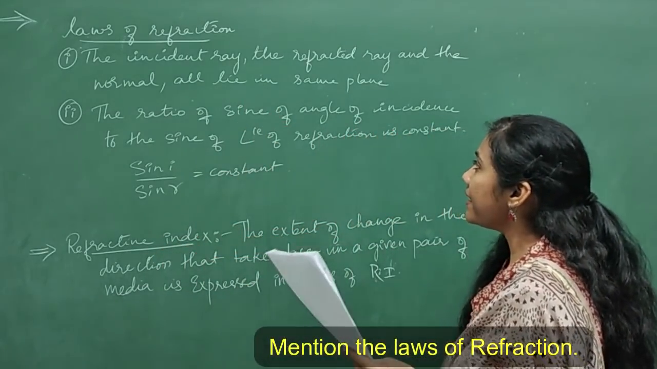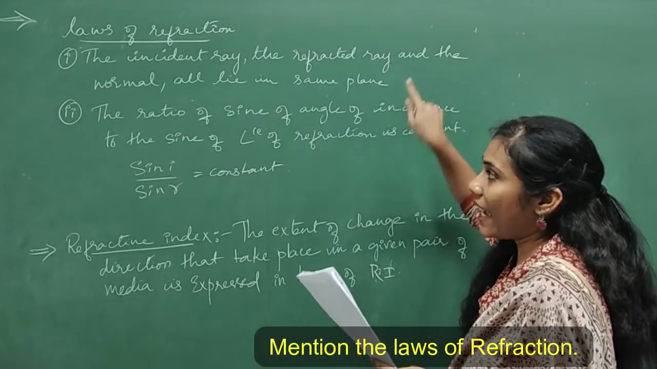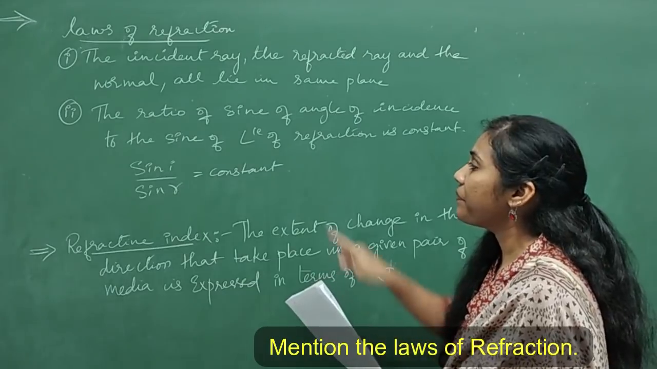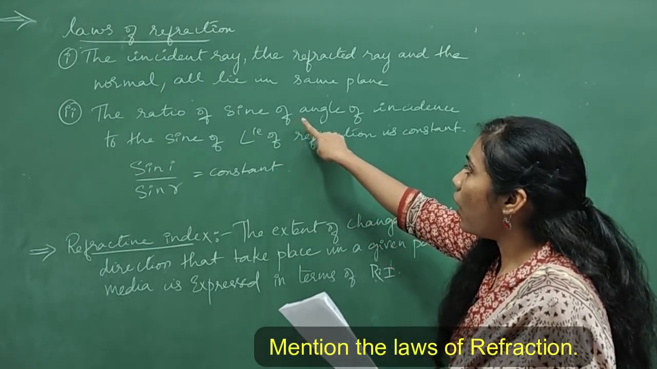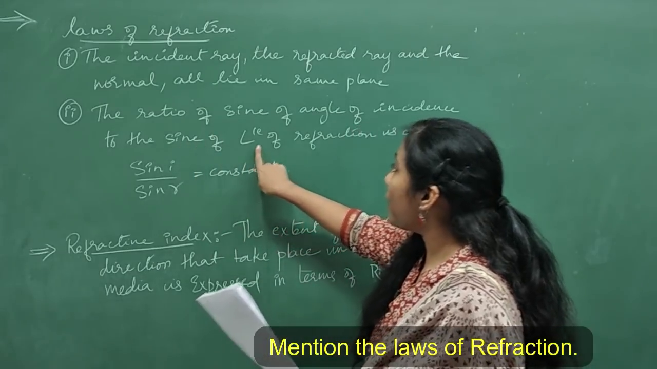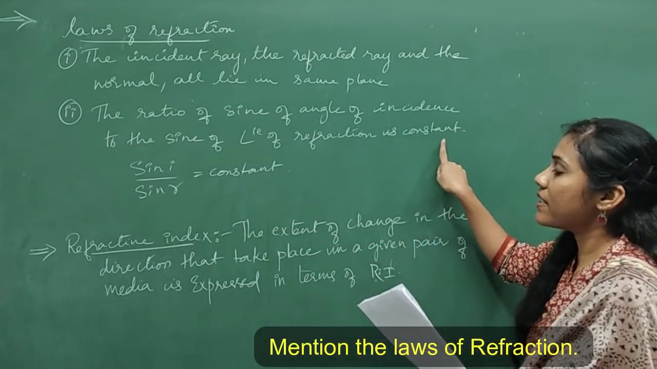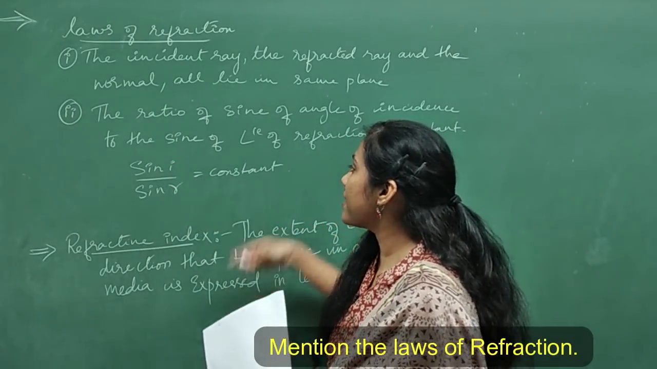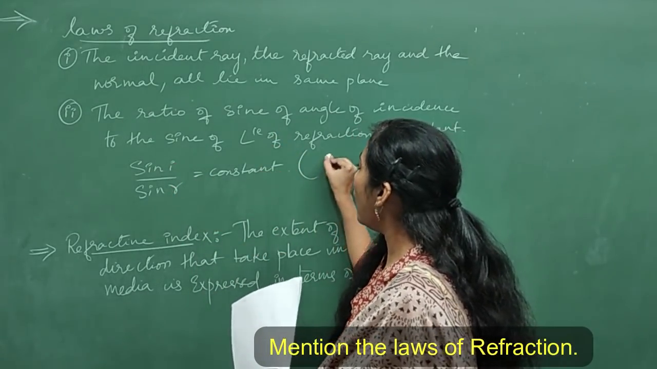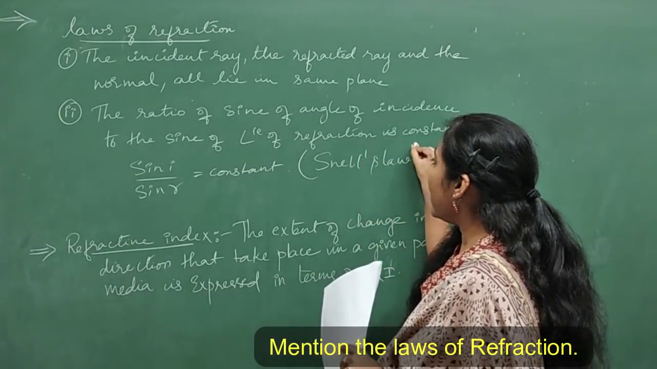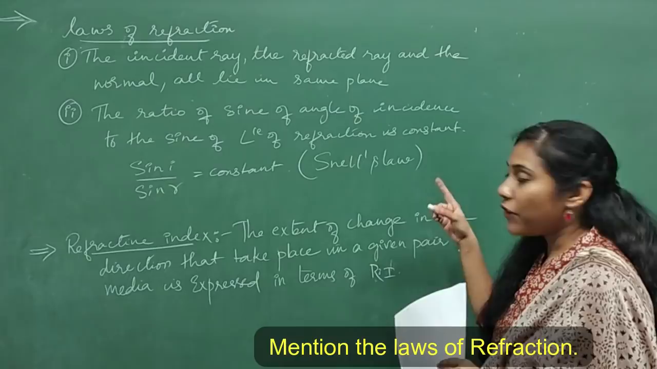First point, the incident ray, the refracted ray and the normal all lie in the same plane. Very easy point. Next one, the ratio of sine of angle of incidence to the sine of angle of refraction is constant, which is nothing but sin i / sin r = constant. And this particular law, we also call Snell's law. And they will ask you what is Snell's law for 1 mark.